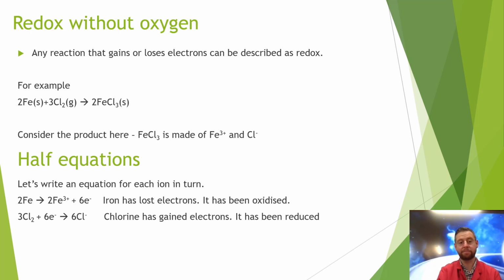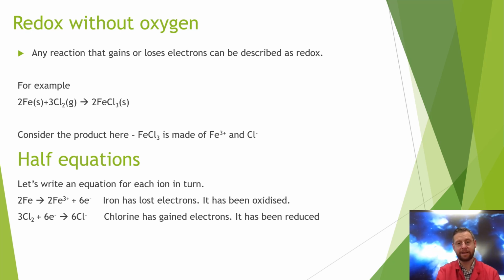We've got iron burning in chlorine gas. And what we can see here, we've got 2Fe plus 3Cl2 goes to 2FeCl3. This is indeed a redox reaction. If you consider the product here, the FeCl3 is made up of the Fe3+ ion and the 3 Cl- ions. Now, to make this make sense, let's look at this in half equations where we concentrate on each ion at a time.